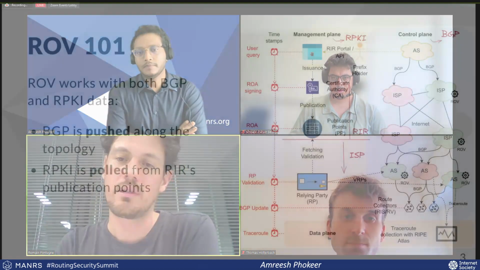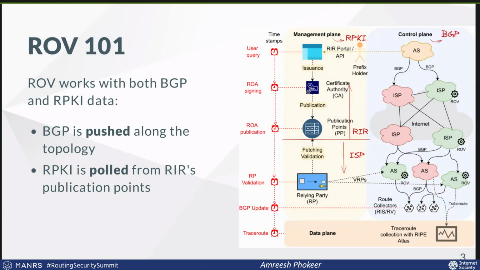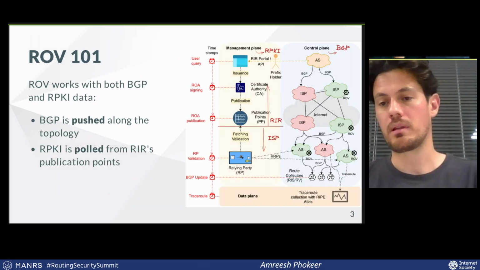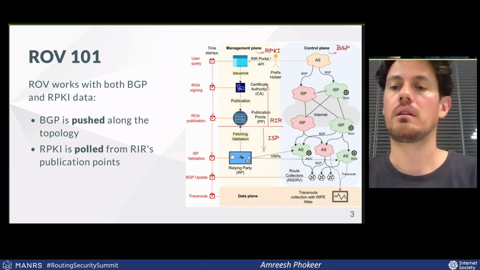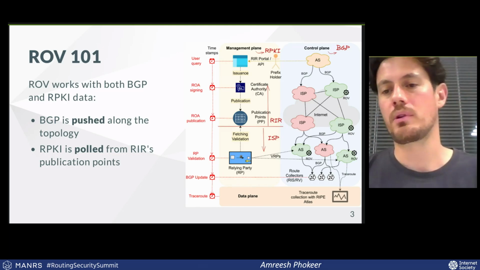Because in RPKI, most of the data is pushed. For example, here the operator just pushes this to the portal, and the portal pushes it to the certificate authority. It's pushed to the publication points. And in BGP it's the same, all the data is pushed, so that's why it's quite fast on BGP. The only time where the software has to go to a place and fetch it is for the relying party. So those relying parties are set to fetch data every 15 minutes or so. Speeding up this polling time can speed up the whole process.